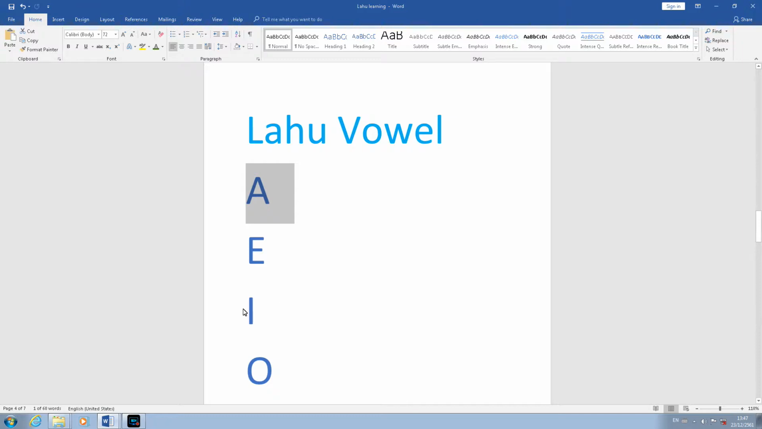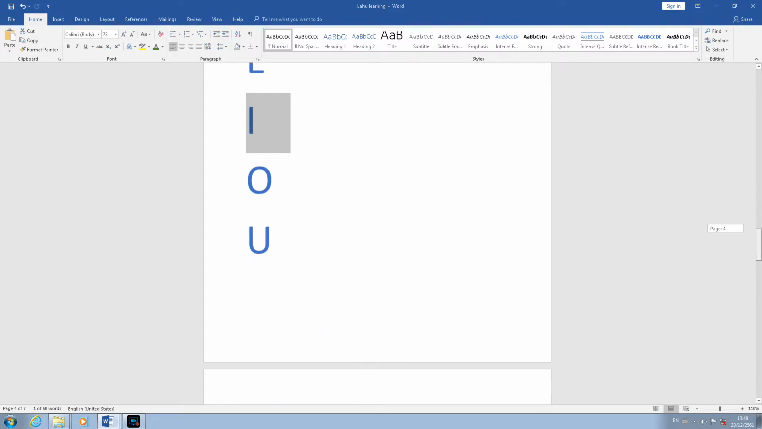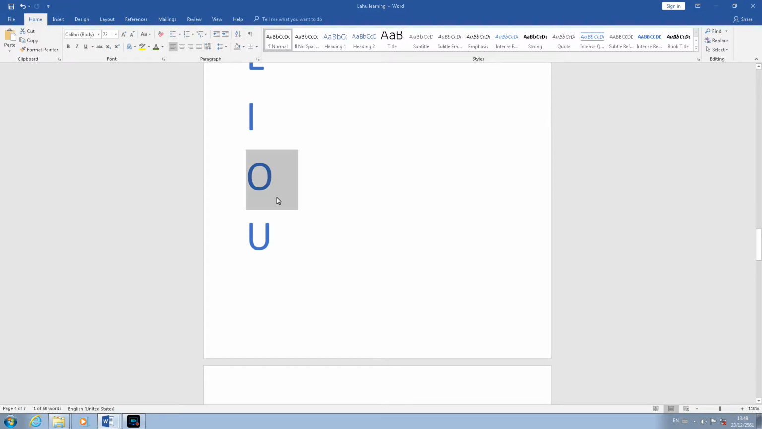First, in Lahu, the sounds. This word in English, Lahu is A. This word in English, I. In Lahu sound, E. O in English, Lahu is O.